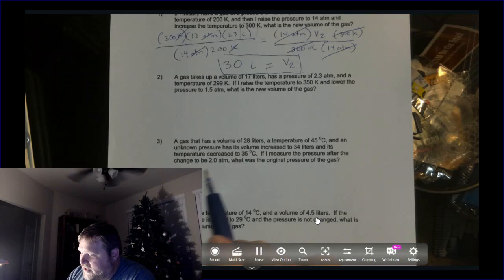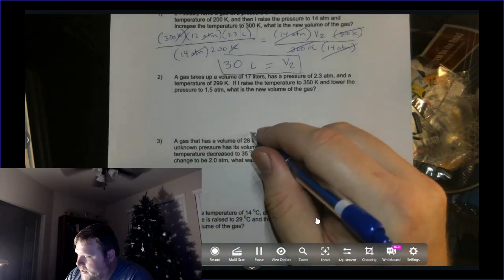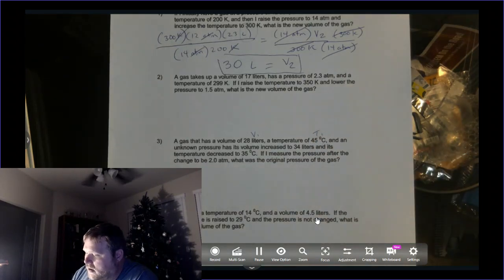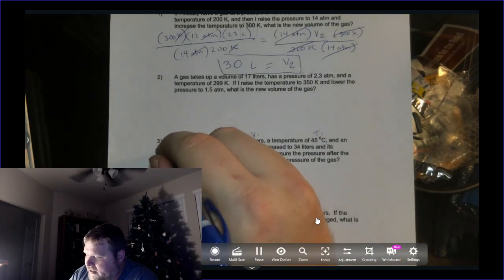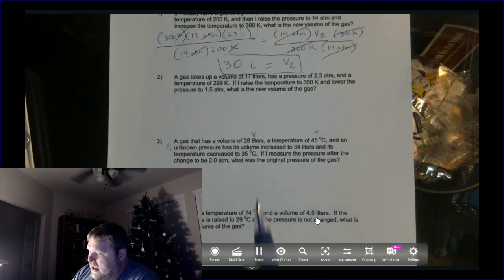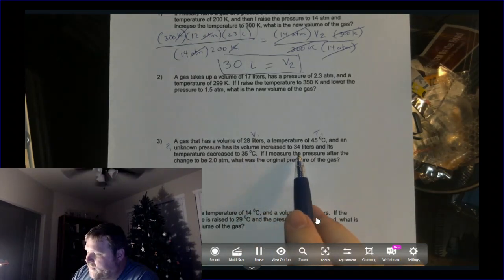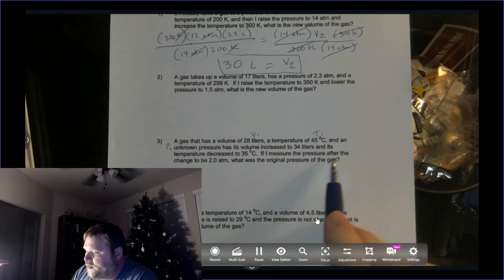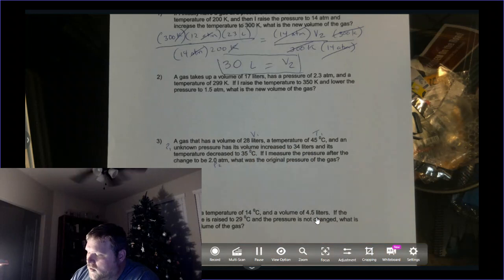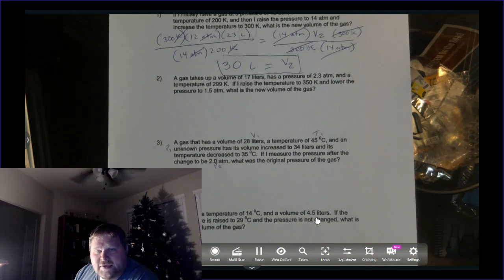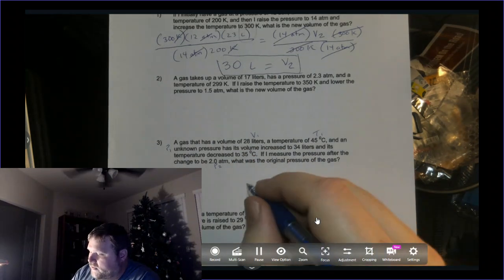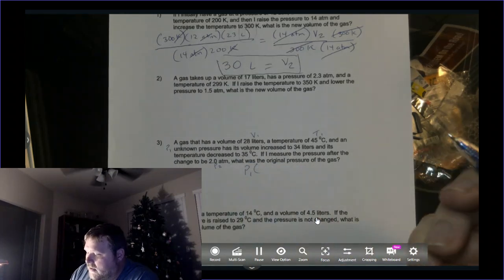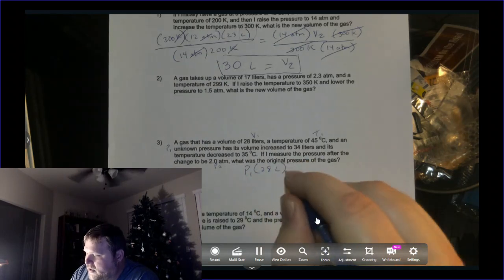In this problem, it says a gas has a volume of 28 liters, a temperature of 45 Celsius, and an unknown pressure. So maybe that's my P1 there, unknown. Its volume is increased to 34. Its temperature is decreased to 35, again in Celsius. If I measure the pressure after this change, that's my P2, what is the original pressure of the gas? So we're going to set this up. Again, we don't know what P1 is. That's our variable. For this problem, we have 28 liters at the beginning.